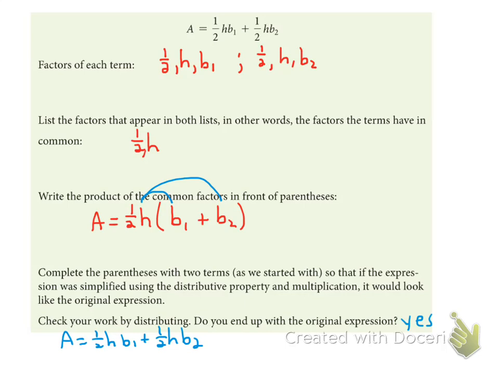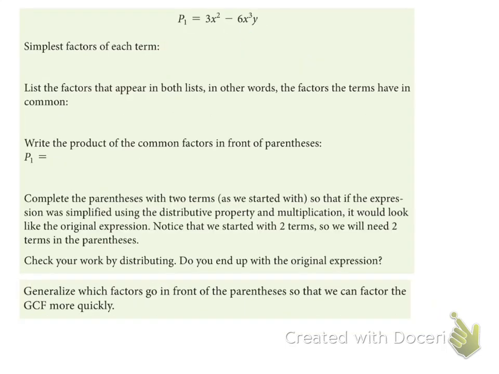Example 2. Well, they want us to first of all list the simplest factors of each term. I think we're going to skip that line. And then it says list the factors that appear in both lists. In other words, the factors the terms have in common. We're going to skip that. We're going to go right down to the next part where it says write the product of the common factors in front of the parentheses. So let's go back to our original.